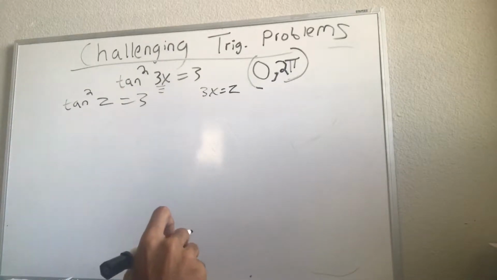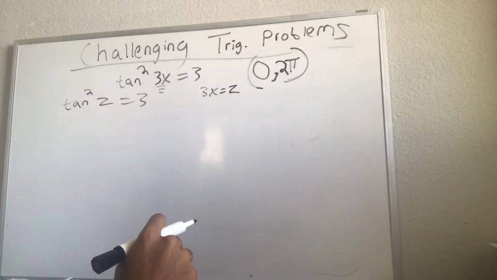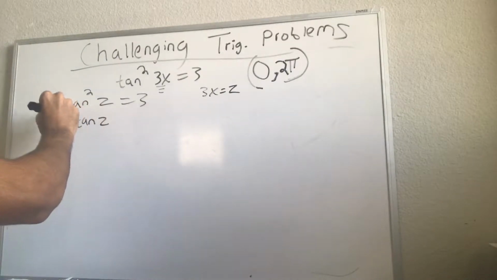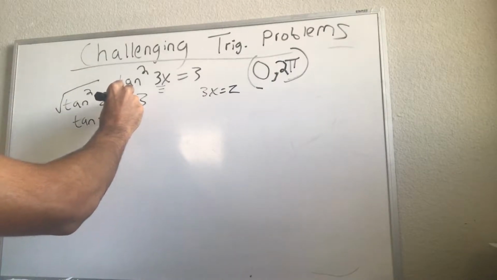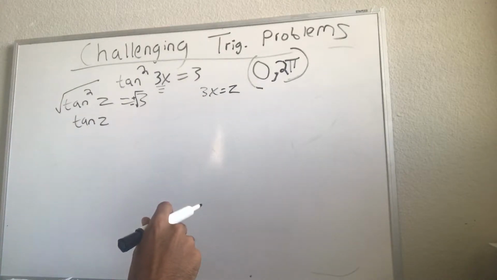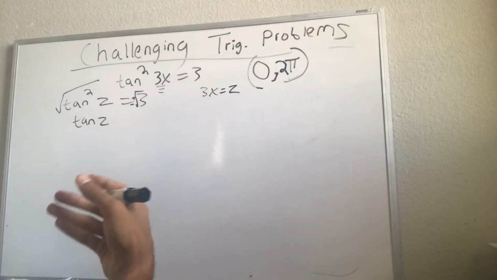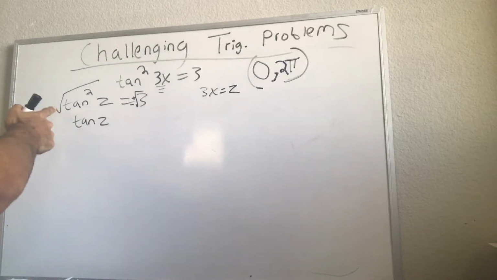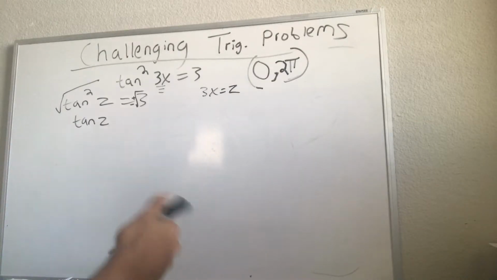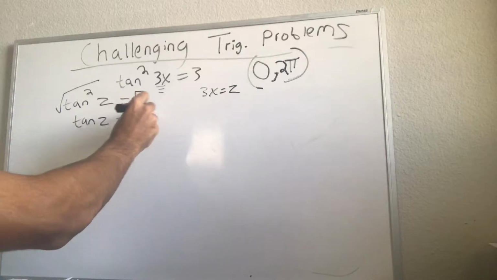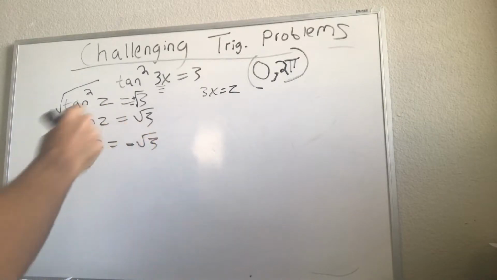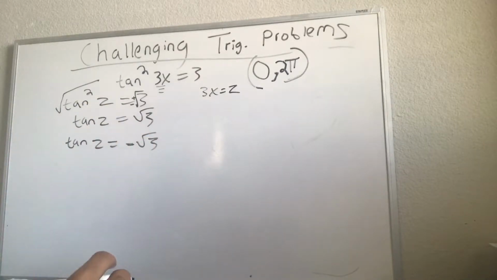When we look at this, we should understand that the tangent of z itself is the square root of this, which is equal to plus or minus root 3. Obviously we're not just taking the principal root of 3, we're also taking the negative root, because we have tangent squared, so we have to take the plus and the minus, the two roots. So tangent of z is equal to root 3, and tangent of z is also equal to negative root 3. So we have two equations that we have simplified to.